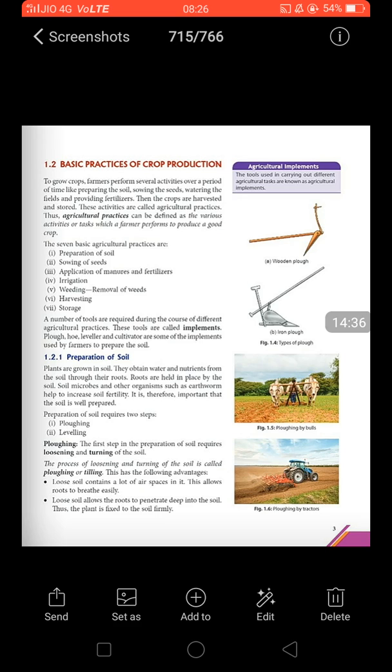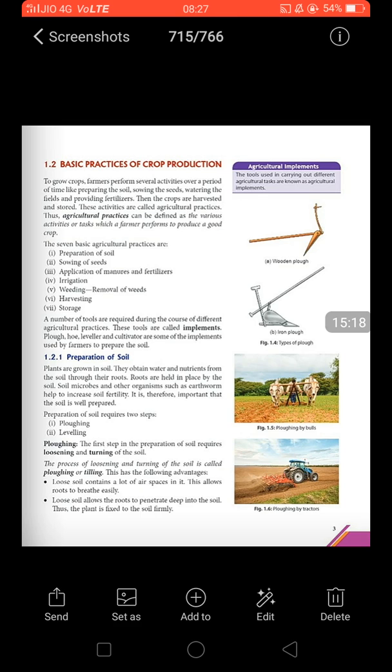Now what are the benefits of doing plowing or tilling? Loose soil contains a lot of air spaces in it, so aeration becomes good. If the soil is loose, it will provide enough air to the plant roots. That is why loose soil is very important to breathe. Plants actually also breathe through soil, as you have studied in your 7th class also. Plants also do respiration, so they take their breathing gas from soil. That can be done only when the soil is loose and having proper aeration. So that is why loosening of soil or plowing is very important.